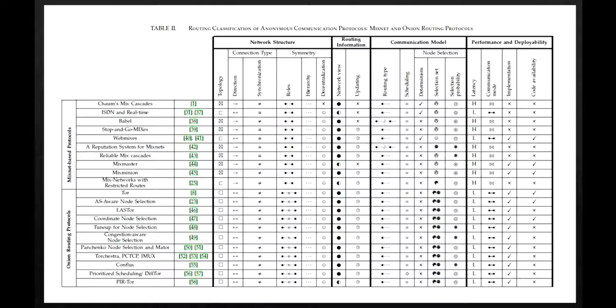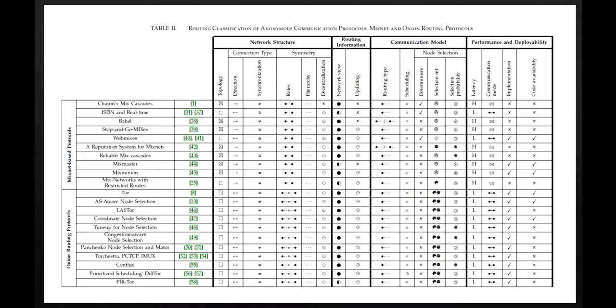All mixed cascade protocols are high latency, which is represented as H, except for ISDN, real-time mixers and web mixers that are designated for low latency applications, so it is represented with the symbol L.